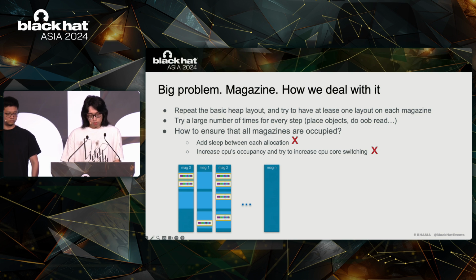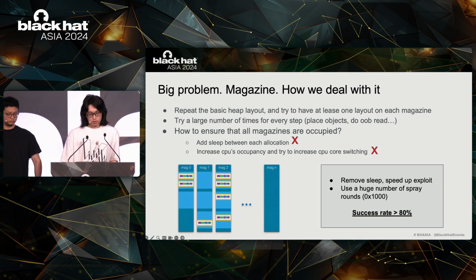Finally, we explored two ways to increase the probability of success. The first is to remove sleep and speed up the exploit. CPU scheduling should be at millisecond intervals, and a fast exploit can reduce other interferences.